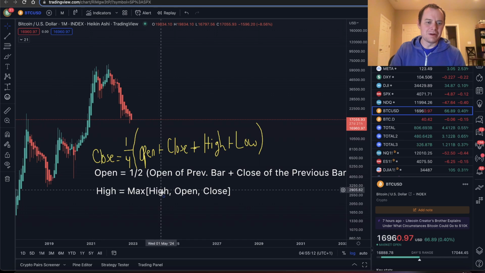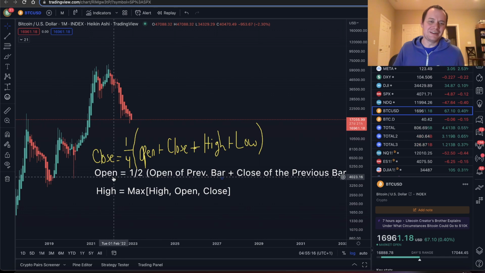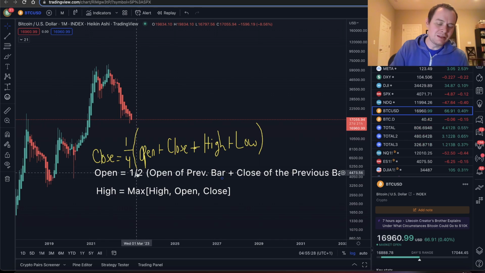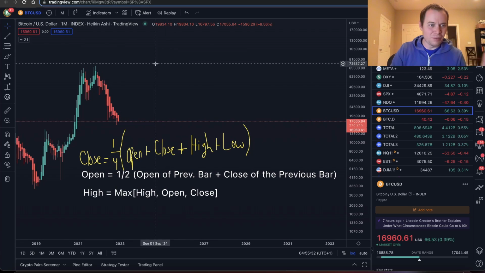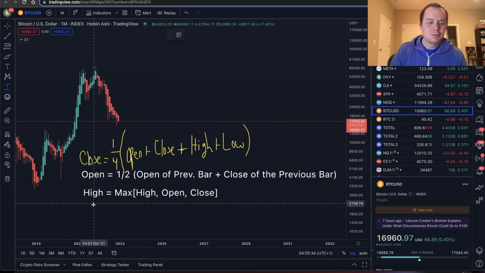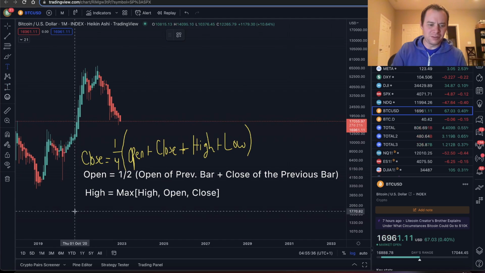Well, no, remember, the open is dependent on a previous candle. So it's theoretically possible for the open to actually be higher than what the high was for that month, because the high for that month could actually be lower than the average of the open of the previous bar and the close of the previous bar. I know this is somewhat convoluted, but there's a purpose to all of this, right?